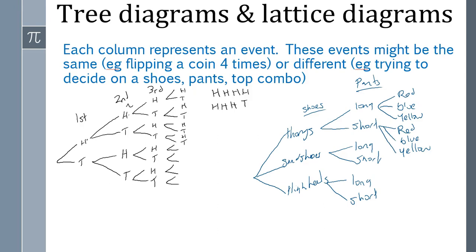I'm being lazy, so let's pretend they're all there. When we come out of this, we could have a combo of thongs with long pants and a red top. We could also have thongs with long pants and a blue top. You would list all of those options. So 18 options. They can be used for different events. Each event is a column. The events can be the same, but they do not need to be.